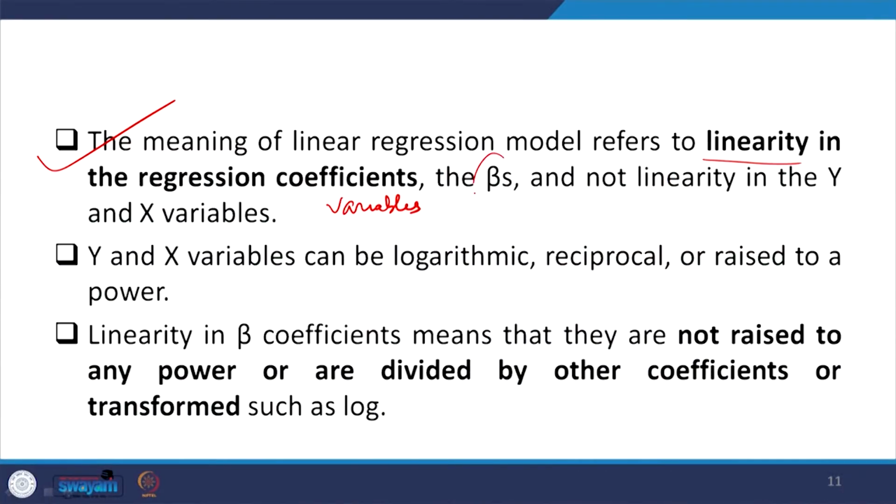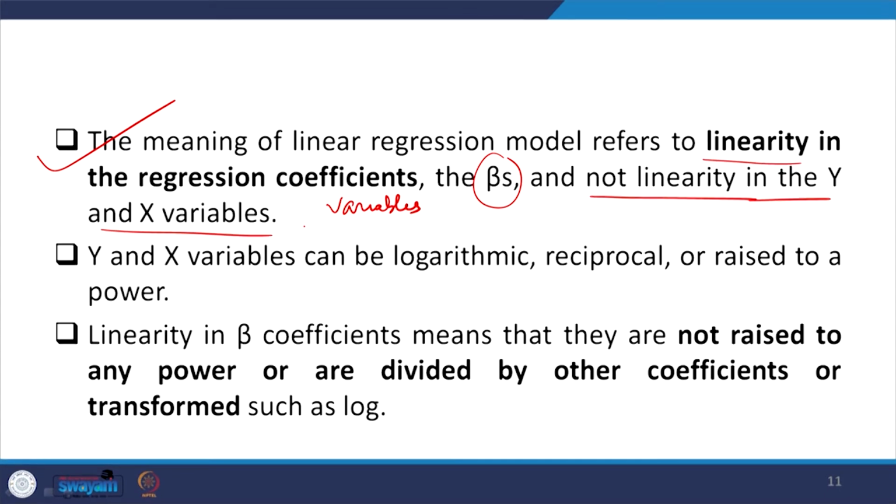I am just trying to give you the background that we are emphasizing linearity in the regression coefficients, the betas, and not linearity in the y and x variables. The y and x variables may be linear or non-linear, it does not matter. It only matters that the coefficients which you are going to estimate should be linearly established. If it is in beta square and beta cube, it is very difficult to estimate.